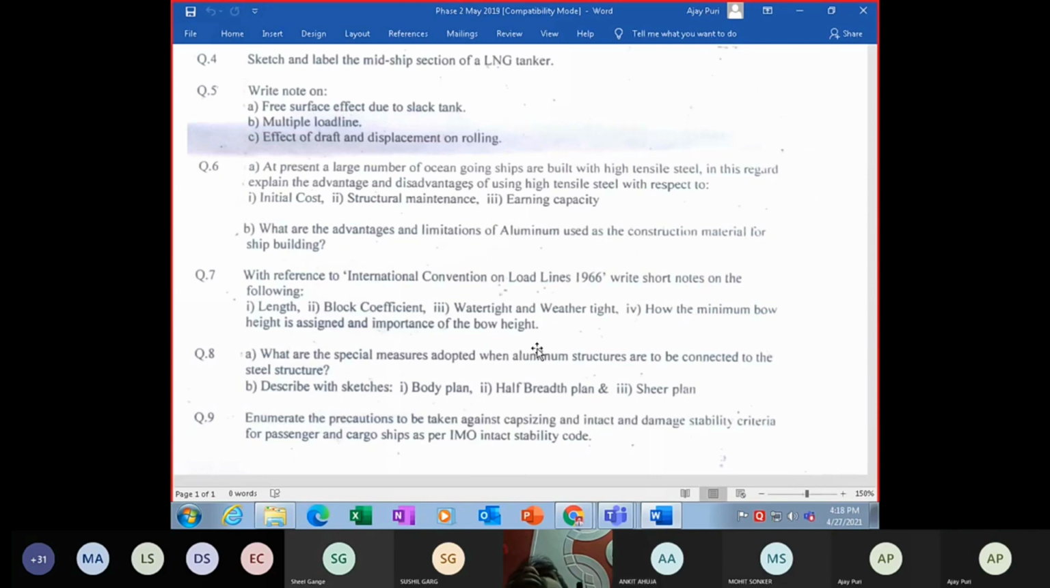8A, connection of aluminum to steel, all the three: bolting, cladding, as well as TIG welding. 8B is body plan, half breadth plan, sheer plan, along with the sketches you have to explain. The 9th is not my question now.